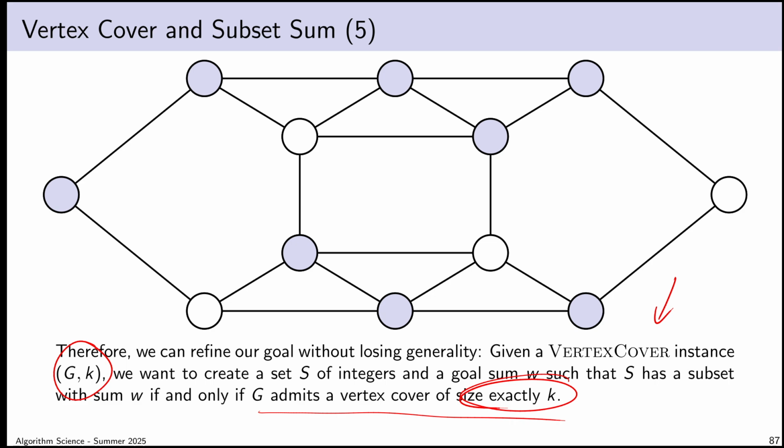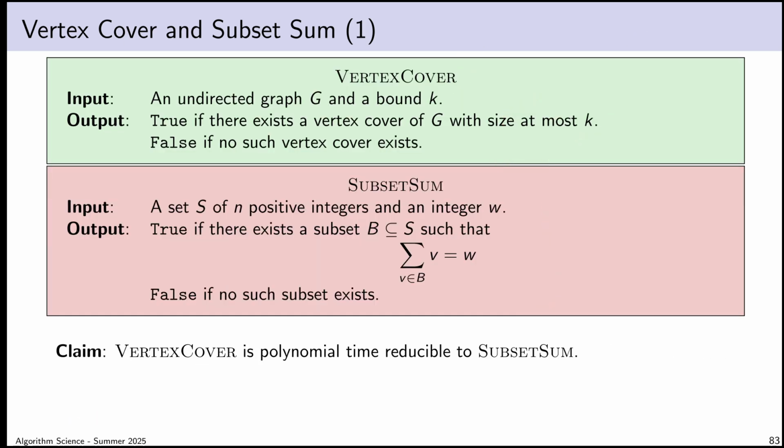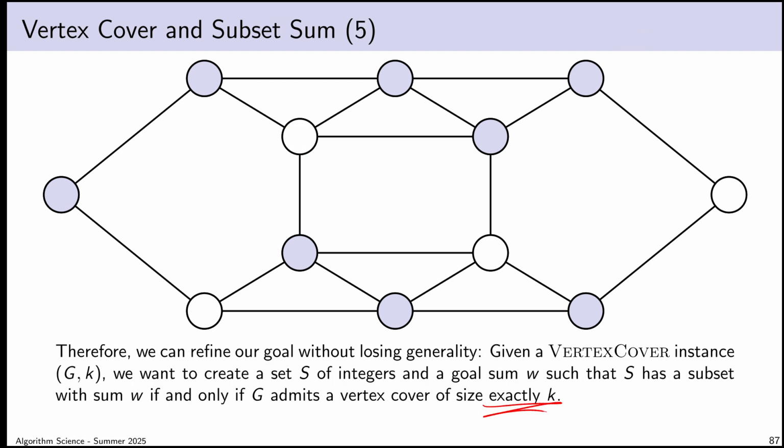The reason it was important that I did this exactly K thing is that one key difference between the two problems is that this at most K, in theory at least, allows multiple different sizes to be considered, whereas subset sum is done based on some exact value. I want a subset with sum exactly W, not less than or equal to W, but exactly W. So by translating the problem to say exactly, I can line up those two details between the two problems. And without loss of generality, that is a reasonable thing to do.